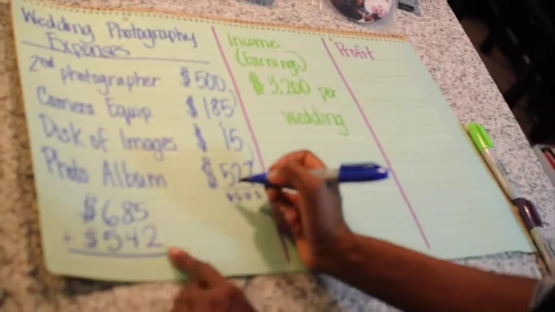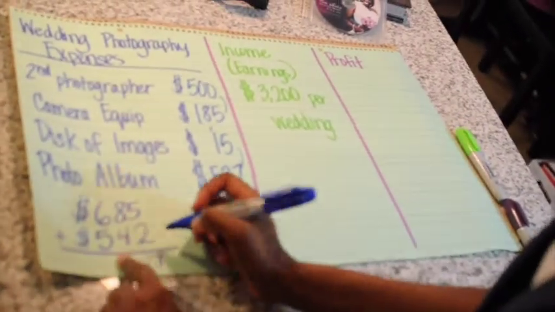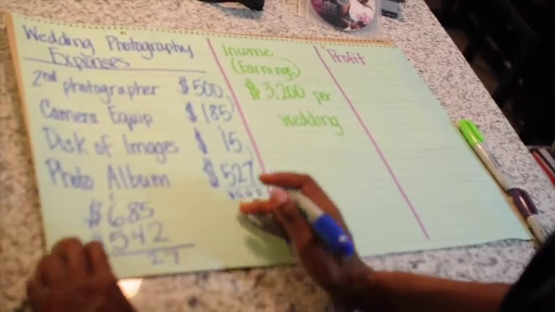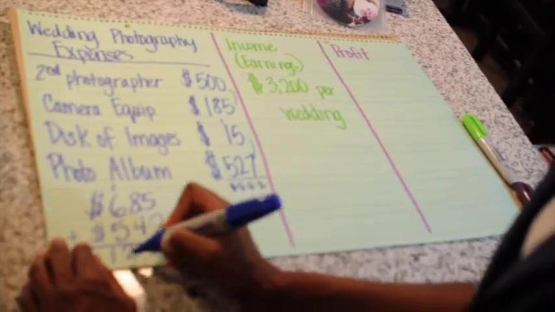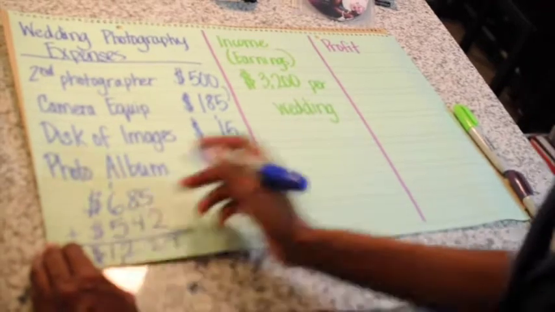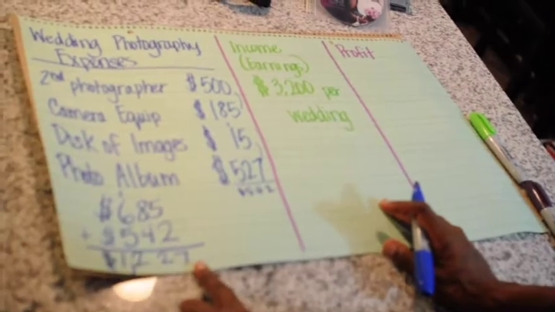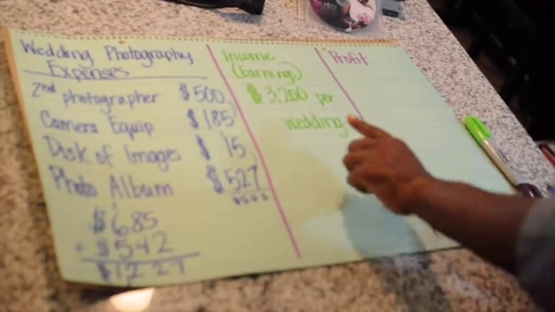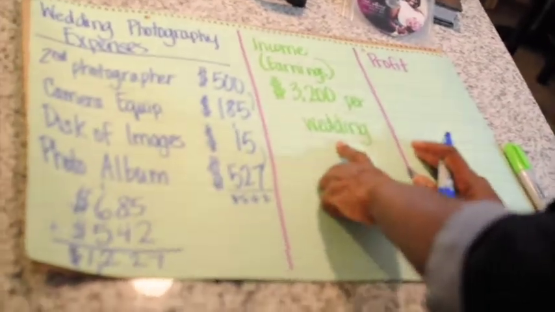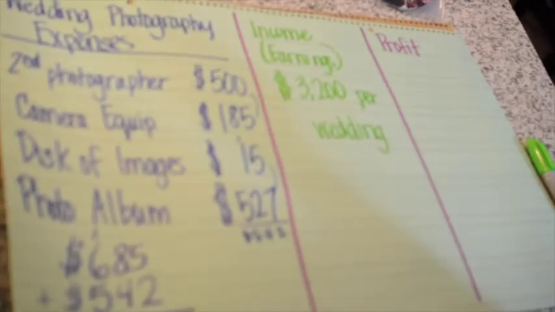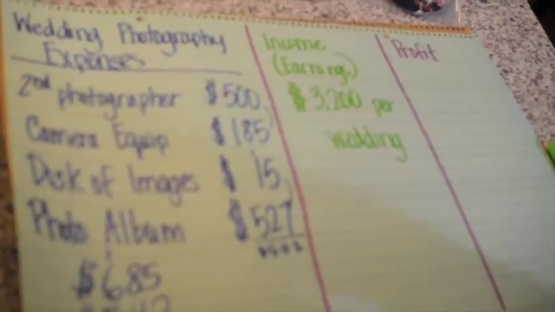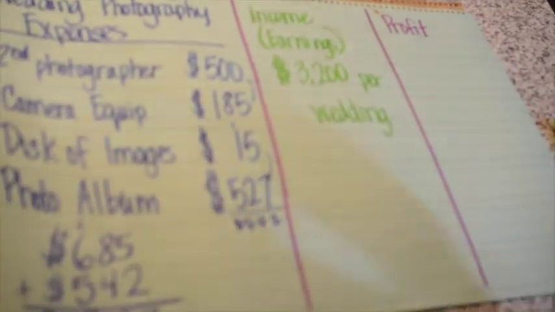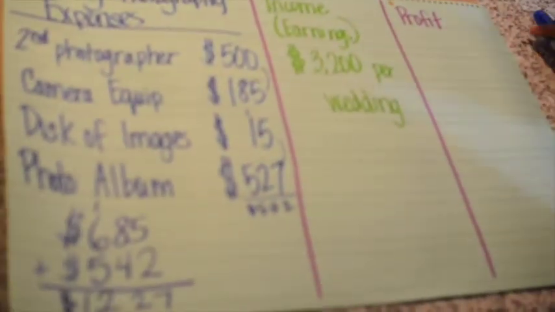Start on the left. 5 plus 2 is 7. 8 plus 4 is 12, carry my 1. 1 plus 6 is 7, plus 5 would make 12. So my total expenses are $1,227. Now, I don't really have to do anything extra for my earnings because I just made a flat rate of $3,200 from the wedding. Now I'm able to move on to my profit.